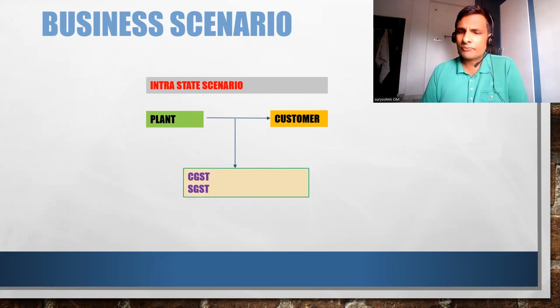In a similar way, if you take a certain factory, they are buying raw materials. That means your purchase order cycle, that is called input tax. Your purchase order, your MIGO and MIRO will be there. In such cases also, your CGST and SGST will be applicable.